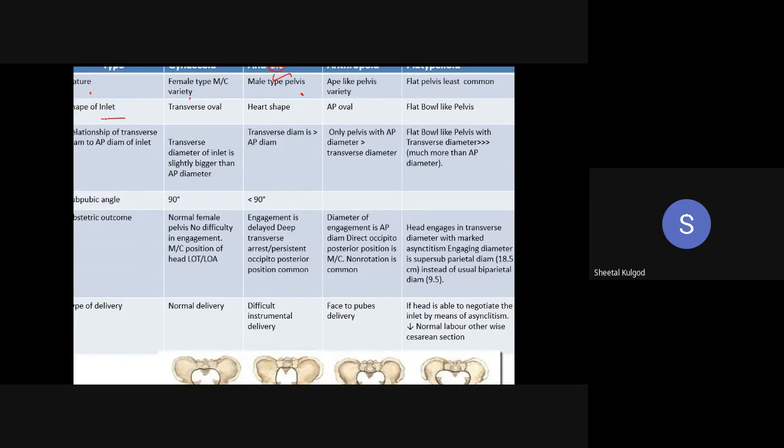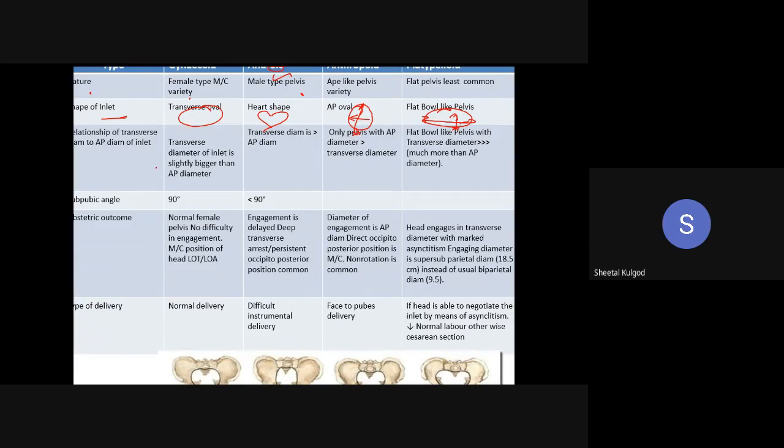Now coming to the shape of the inlet, in the gynecoid it is transverse oval, whereas in the android it is heart shaped, and in the anthropoid it is anterior posteriorly oval. That means the anterior posterior diameter is longer than the transverse diameter. And here it is a flat bowl-like pelvis, where again the transverse diameter is longer than the anterior posterior diameter. So this is the shape of the inlet.